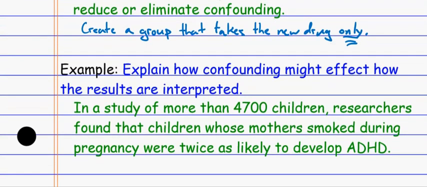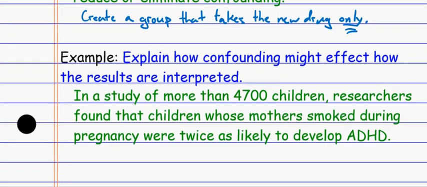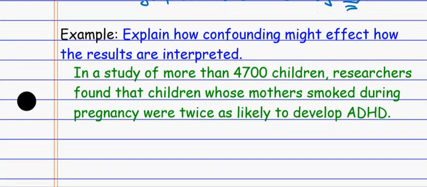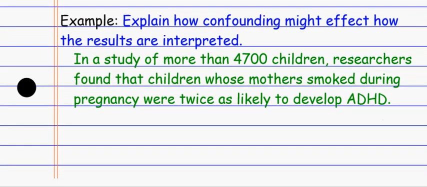And then this one, explain how confounding might affect how the results are interpreted. So this is an observational study this time. In a study of more than 4,700 children, researchers found that children whose mothers smoked during pregnancy were twice as likely to develop ADHD. Okay. And again, because this is an observational study, we cannot draw a conclusion that smoking during pregnancy causes ADHD. And one of the big reasons why is because with observational studies, we have a huge lack of control over things, and there's typically lots and lots of confounding.